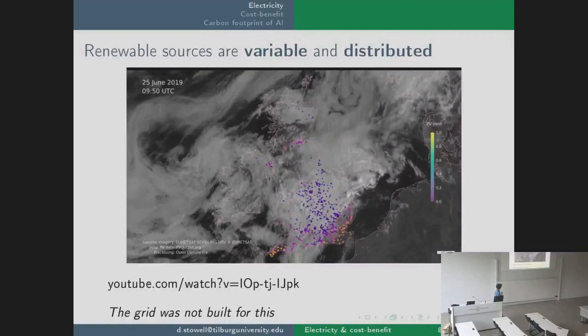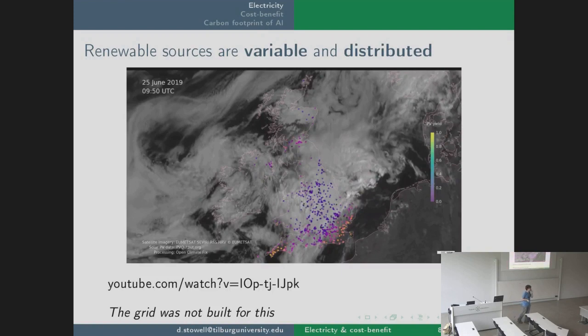Okay, so the other thing is that the grid was not built for this. So the grid was built back in the day when you just had a handful of power plants and the power just went outwards to everyone. Variable and distributed was not part of the plan.